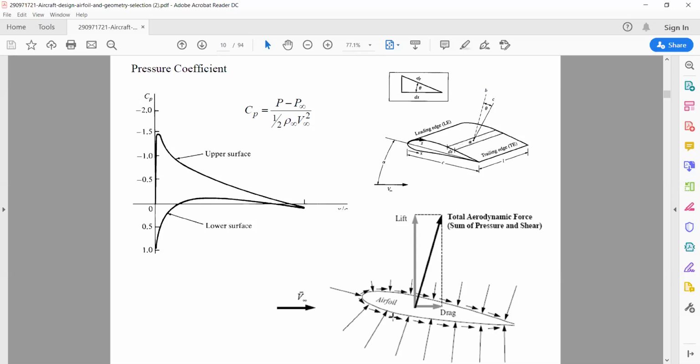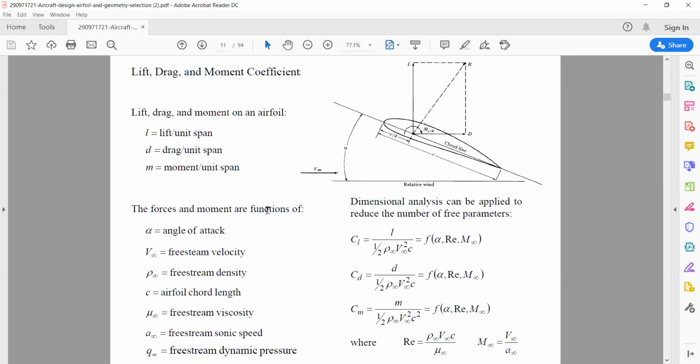So you have to understand, when you are speaking about pressures, that the pressure difference between the upper and lower surface leads to lift. Okay. And you can see here this small l, small d, small m. So all these small l, you can see CL.